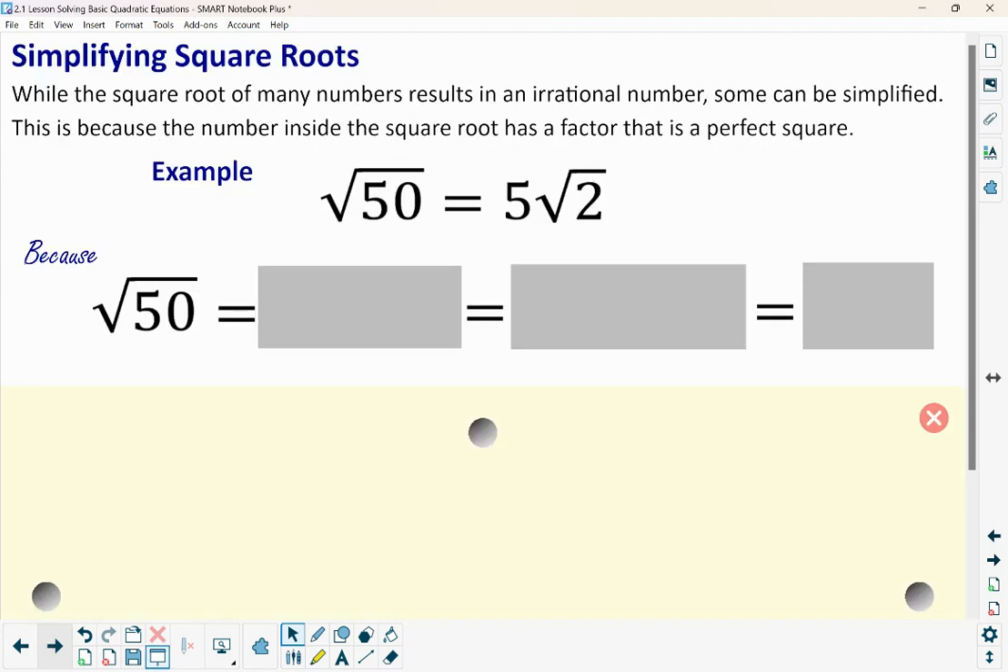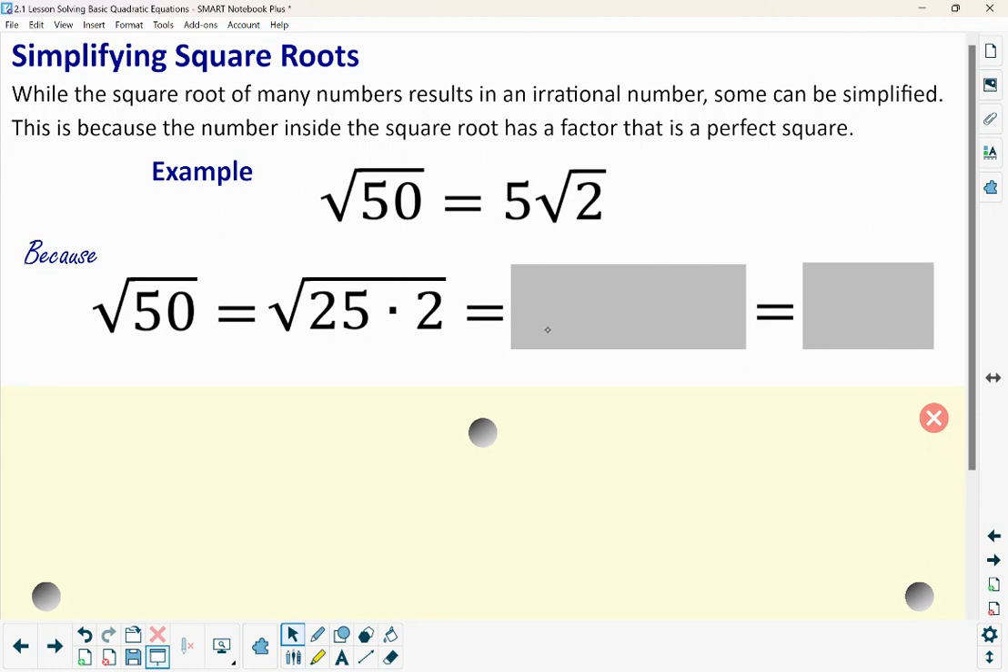Okay, we're going to work now with simplifying some square roots. While the square roots of many numbers result in irrational numbers, some can be simplified. For example, the square root of 50, we can simplify as 5 root 2. The reason they can be simplified is that the number inside of the square root has a factor that is a perfect square. So the square root of 50, we can think of it as the square root of 25 times 2, because 25 times 2 is equivalent to 50.